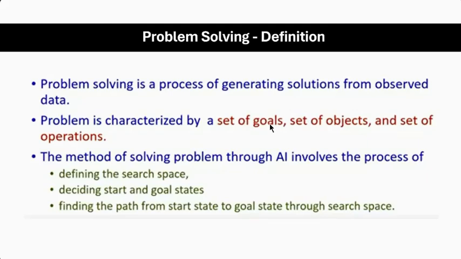The method of solving a certain problem using or through AI involves the following process: the process of defining the search space, the process of deciding the start and goal states, and the process of finding the path from start state to goal state through search space.